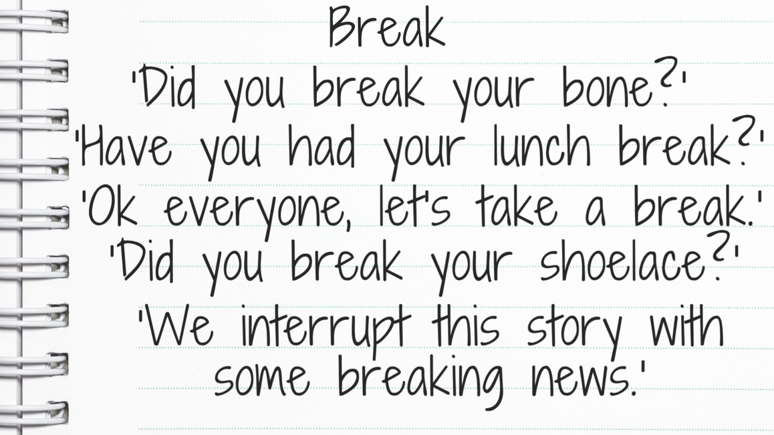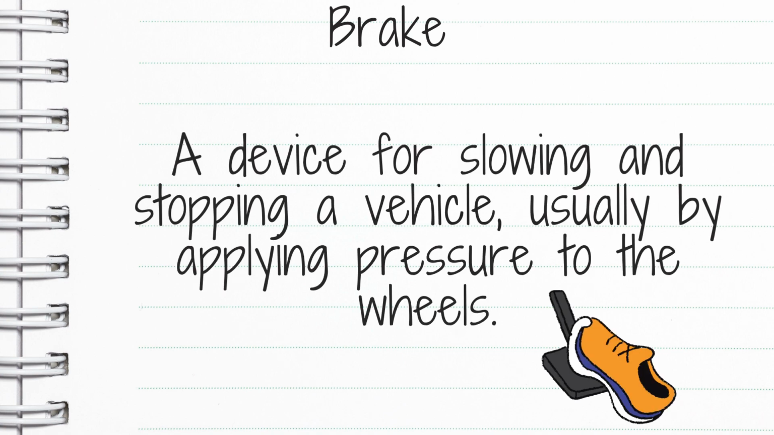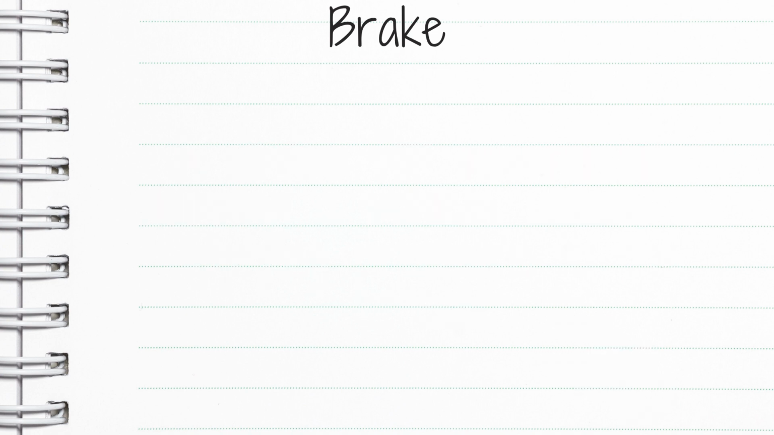Okay? Now let's have a look at B-R-A-K-E, brake. This is a device for slowing and stopping a vehicle, usually by applying pressure to the wheels. I'm not a mechanic, so there could be some other way that you could use a brake, but that's the example we're going for. That's the example most people will know. Applying pressure to the wheels to stop something, okay? To stop a vehicle. All right, so let's have a look at some examples.